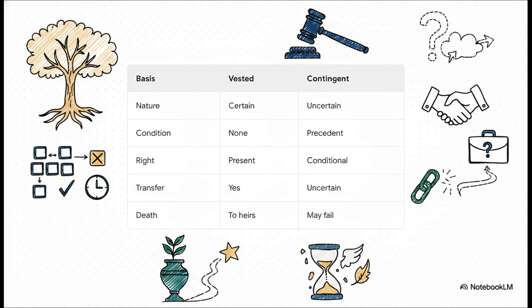Listen to me. KSLU evaluators actively look for this exact tabular clarity. Do not write this out in long, winding paragraphs. A table demonstrates complete mastery of comparative jurisprudence. Memorize these 5 basis points.